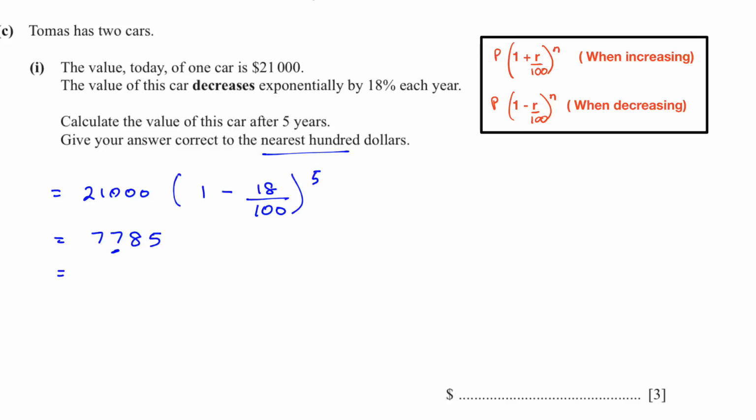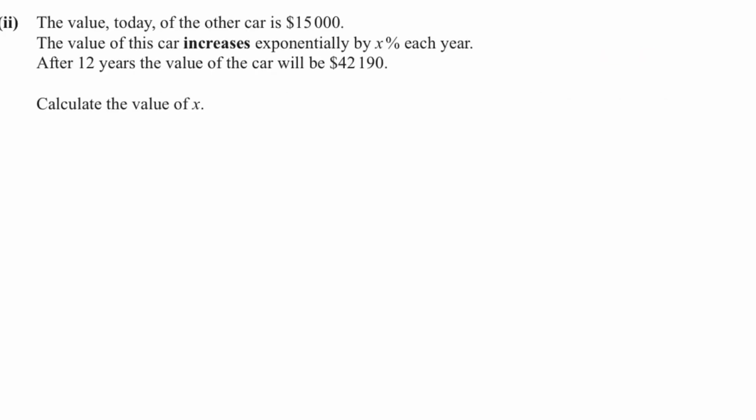Look at the number after 7, it is 8. If you have 5 or more than 5, you add 1 to the number you're rounding to. So it will be $7,800. In C2, the value today of the other car is $15,000.